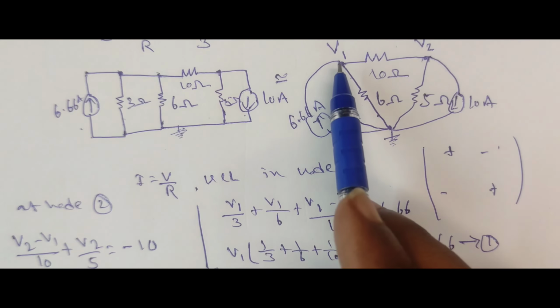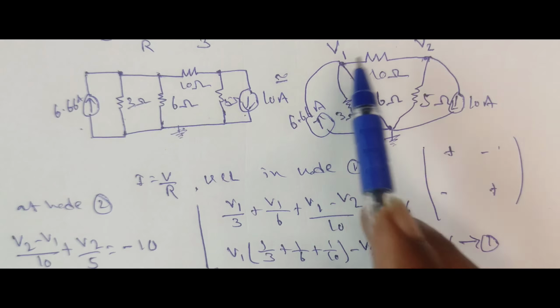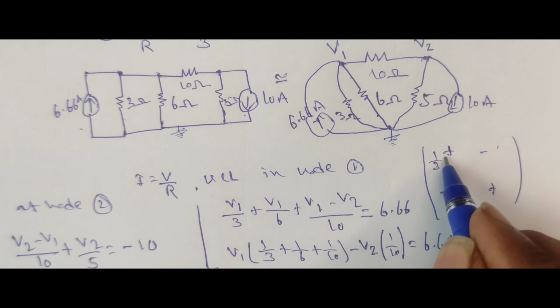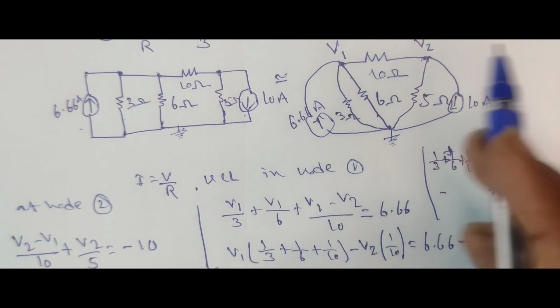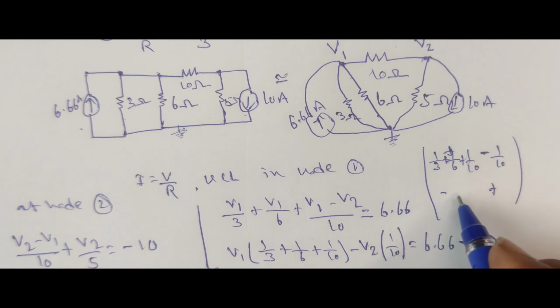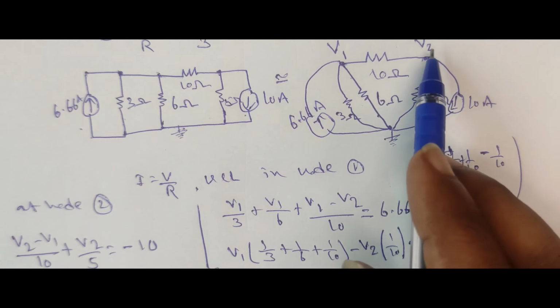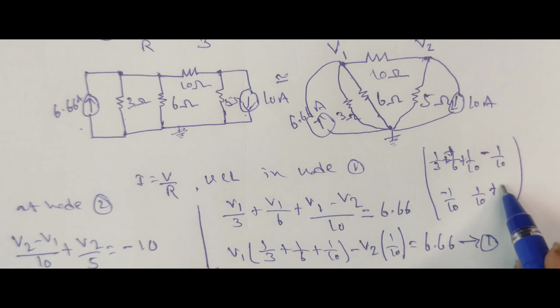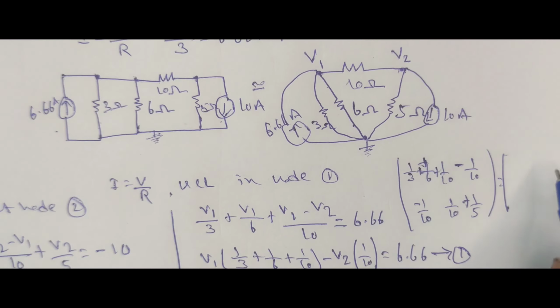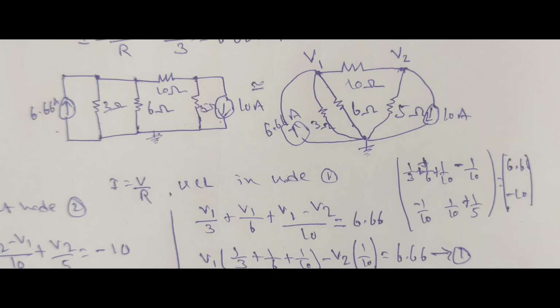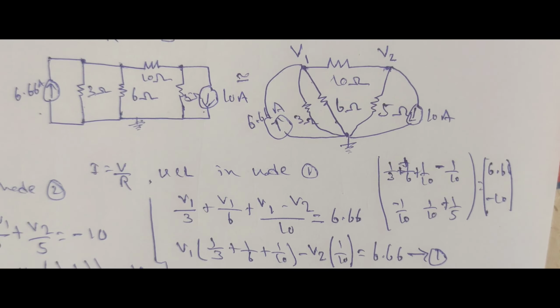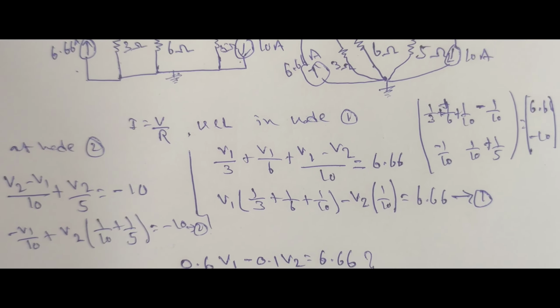At node number 1, we need to add all the resistances present at the node point. So it is 1 by 3 plus 1 by 6 plus 1 by 10. The resistance present between the nodes is minus 1 by 10. The same minus 1 by 10 is applicable here, but at this point it is 1 by 10 plus 1 by 5, which is equal to the sources present at that node point. One is 6.66, another is minus 10. You can check with these equations. With the inspection method, we get the same.